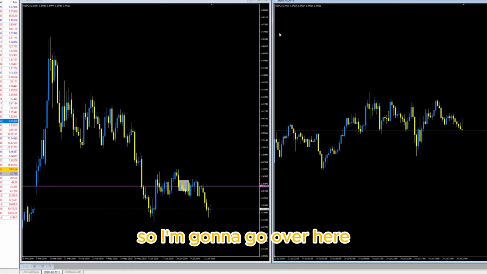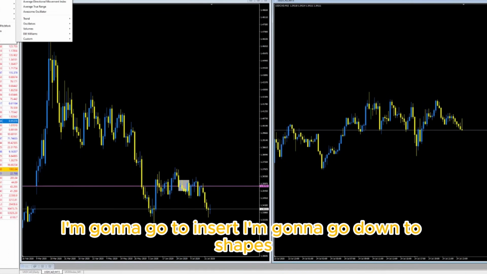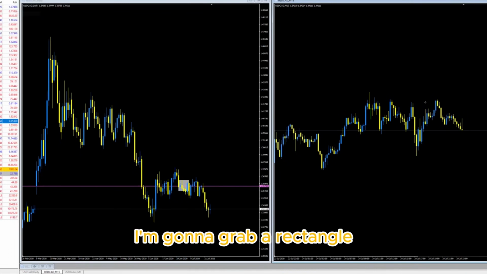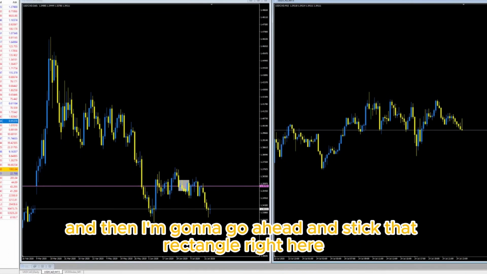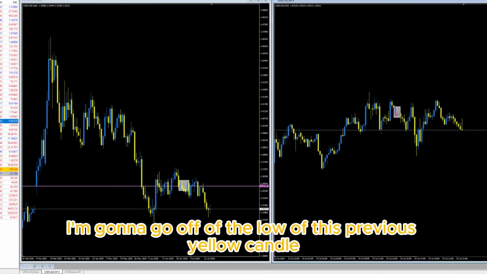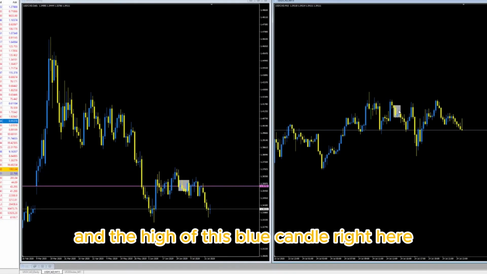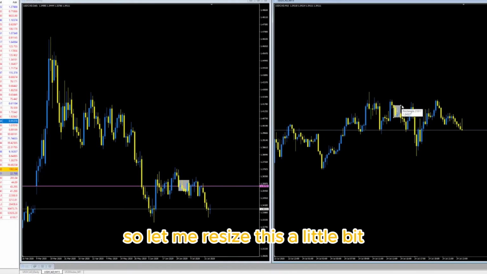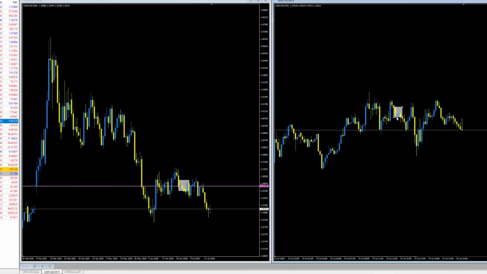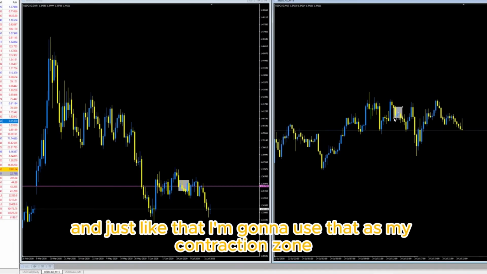So I'm going to go over here. I got the chart highlighted. I'm going to go to insert. I'm going to go down to shapes. I'm going to grab a rectangle, and then I'm going to go ahead and stick that rectangle right here. I'm going to go off of the low of this previous yellow candle and the high of this blue candle right here. So let me resize this a little bit. And just like that, I'm going to use that as my contraction zone.